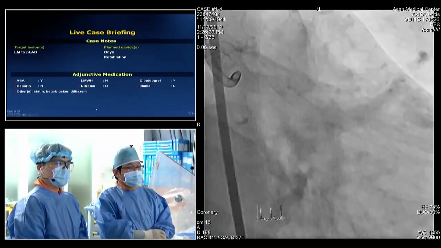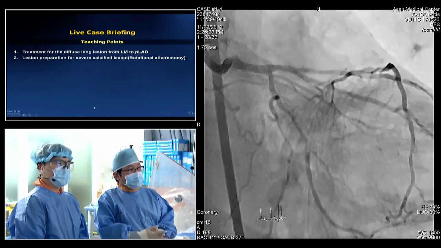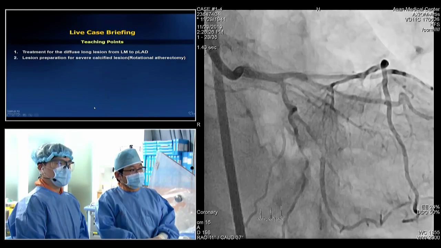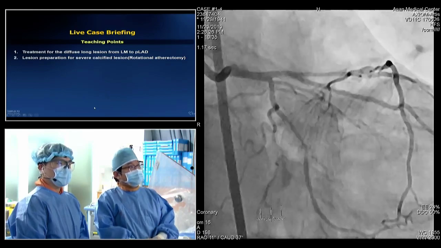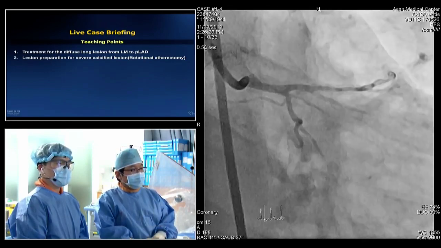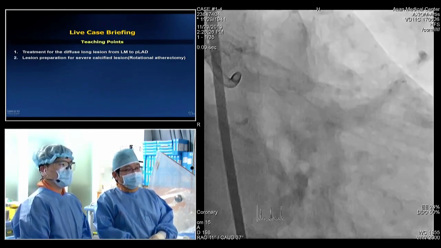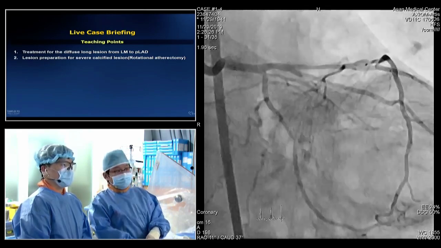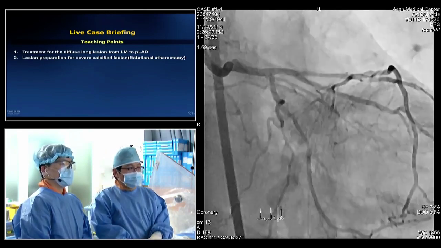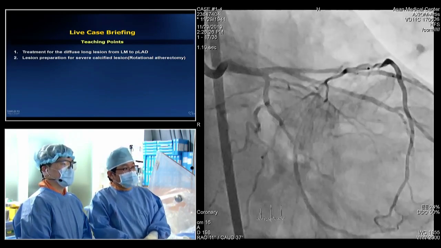So this is the epicardial view. Can you see the very calcified coronary artery? Considering the patient's age, I don't pay attention to the circumflex. I only focus on the left main to LAD disease. FFR is 0.62, a very significant FFR value, so I think we have to correct the LAD. Would you show us another view?